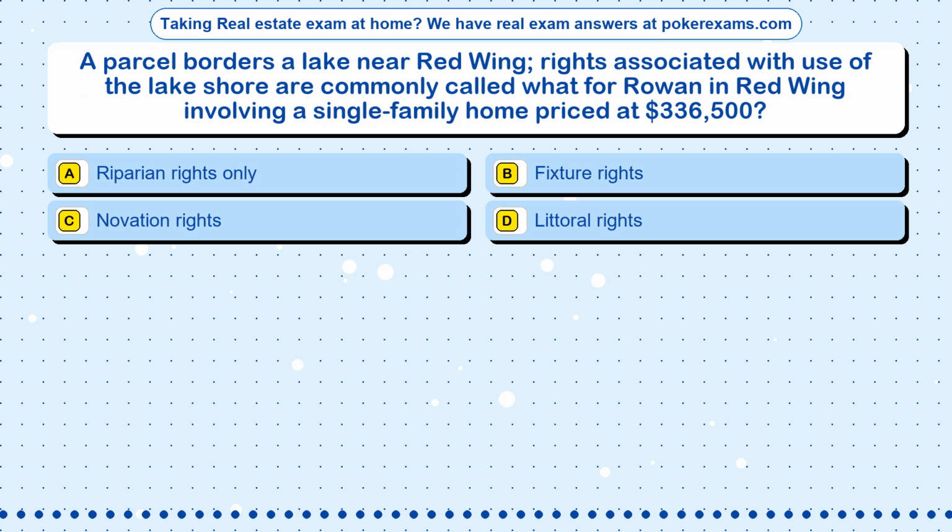Question 56. A parcel borders a lake near Red Wing. Rights associated with use of the lake shore are commonly called what for Rowan and Red Wing involving a single-family home priced at $336,500? Option A, riparian rights only. Option B, fixture rights. Option C, novation rights. Option D, literal rights.